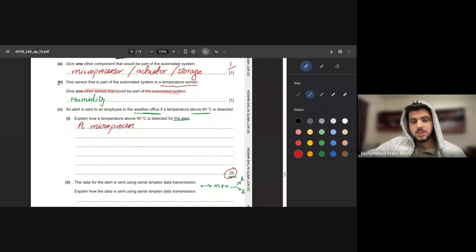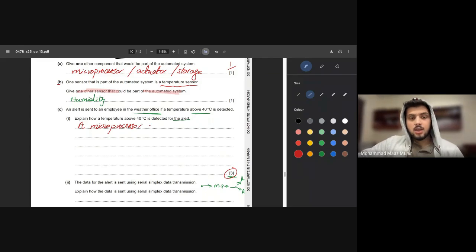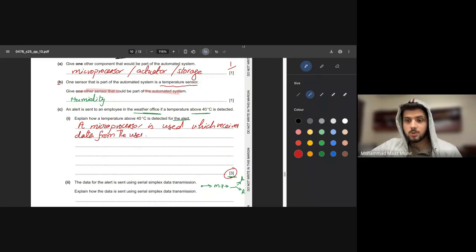A microprocessor, or you can say your brain, or the computer's brain, or the system's brain. A microprocessor is used which receives data from the sensor. I used to love such questions back then when I was preparing for my exam, because this used to be a very, very easy question.